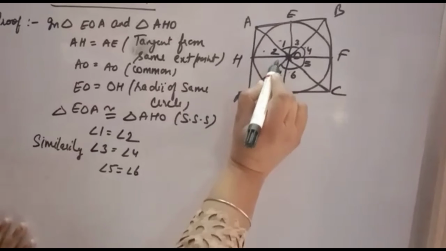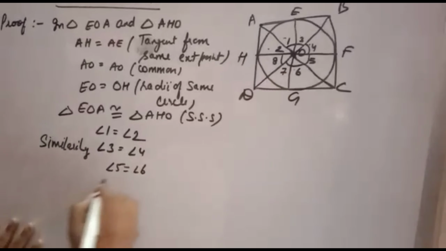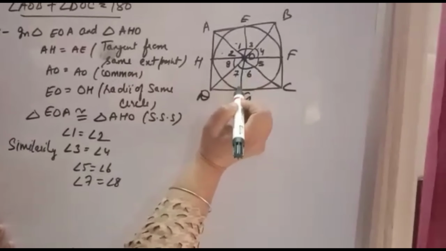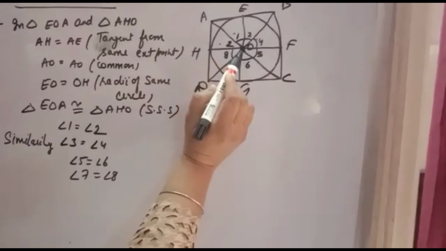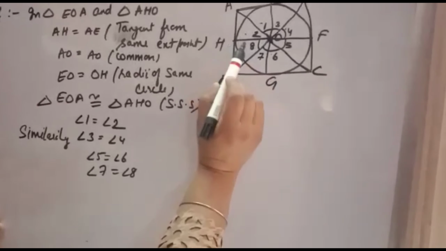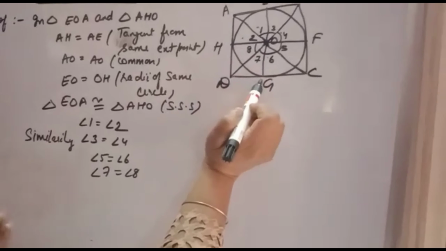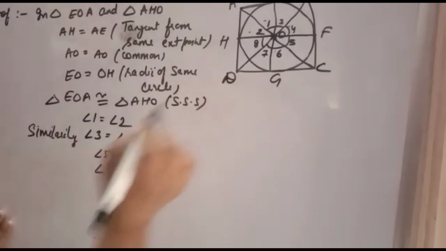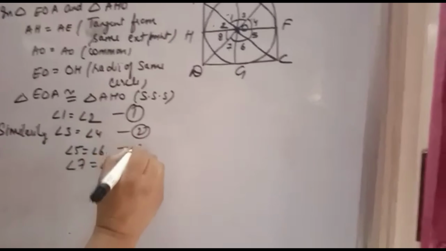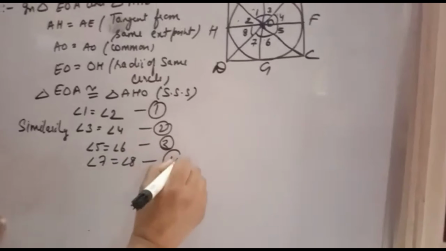Now this is 7, suppose this is 8. Similarly you can say angle 7 is equal to angle 8 because OG is equal to OH, same reason, radii of the same circle, OD is common. Then you can say that HD is equal to DG because they are tangents from the same exterior point. Now suppose this is the first equation, this is the second equation, this is the third equation, this is the fourth equation.